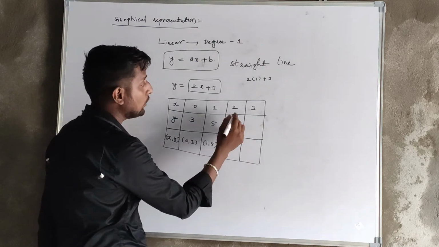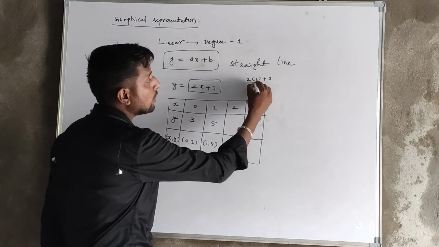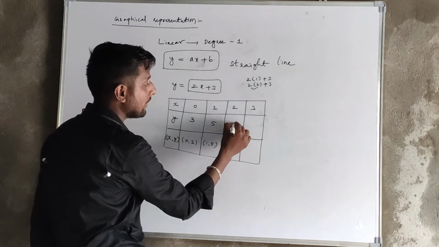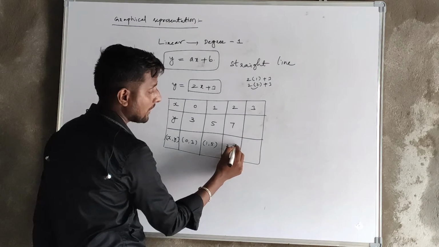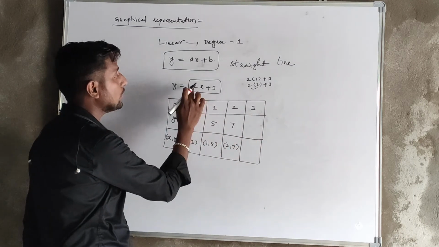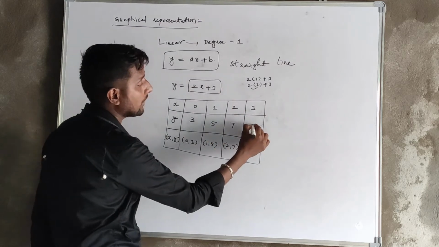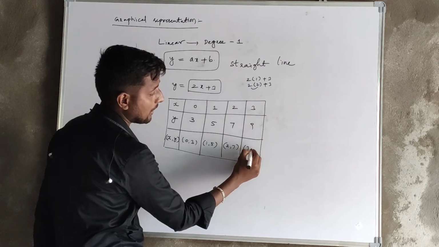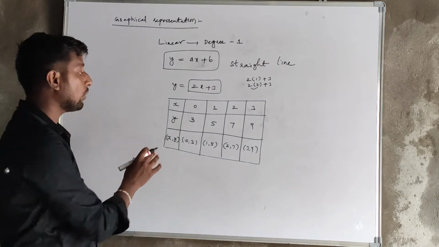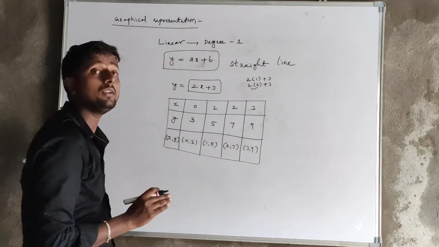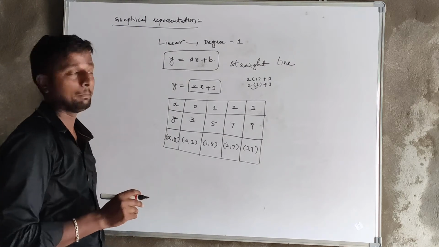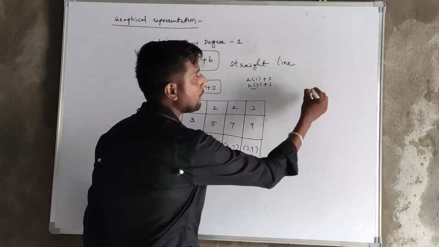Now x value 2. So 2 2s are 4 plus 3, answer 7. Answer 2 comma 7. Correct. Next, x value 3. 2 3s are 6 plus 3, 9. 3 comma 9. Now what should we do? Now we have to locate these coordinates in the coordinate plane. That is also called a Cartesian plane. Correct? Now I'm just making a rough diagram.